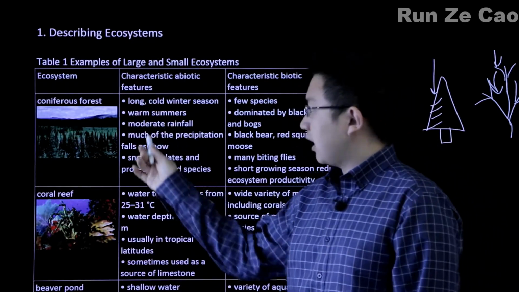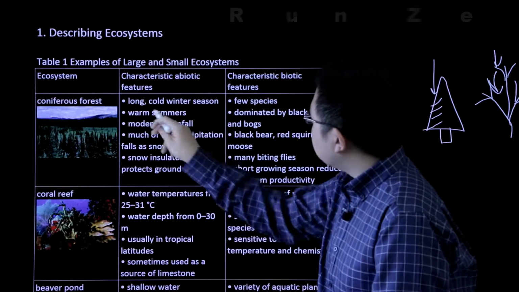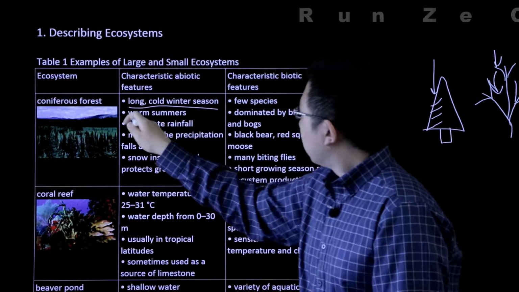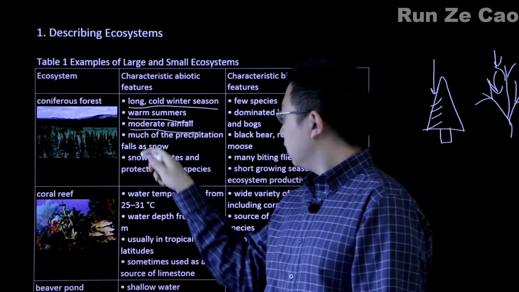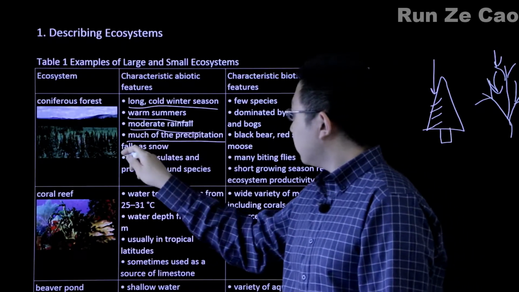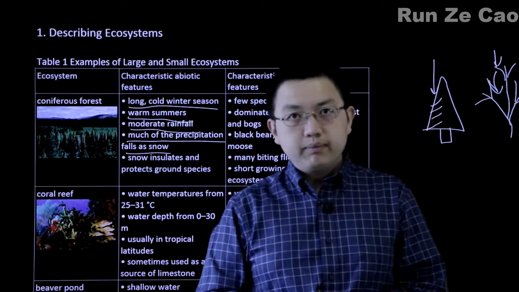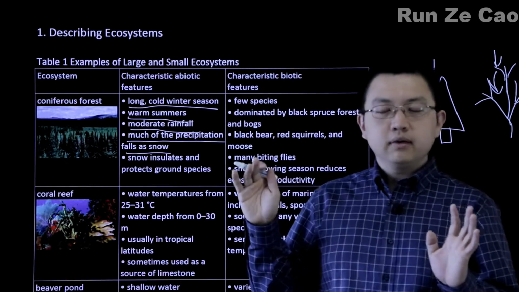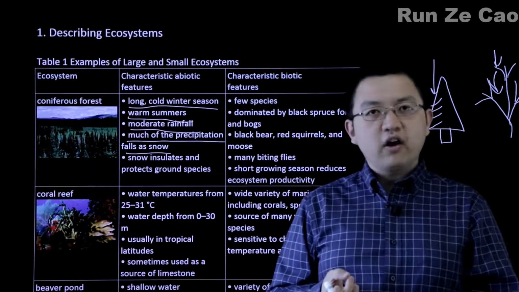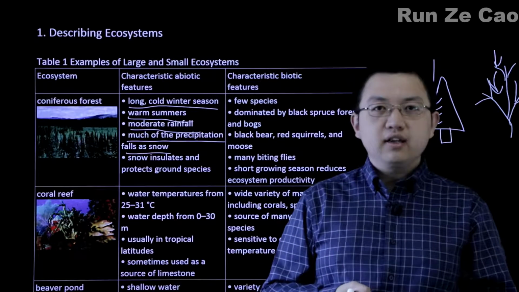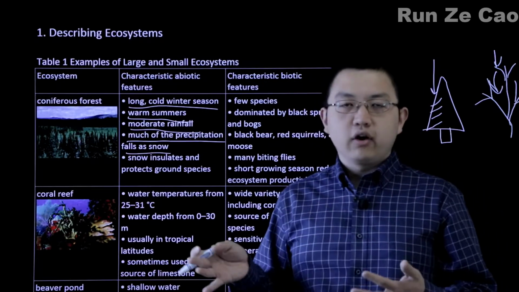So these are some of the characteristic abiotic features. Let's see. Okay, so we have climate covered, long cold winters, warm summers, and rainfall is usually counted as part of climate, sure. Alright, much of it falls as snow. That's interesting information. Why? Well, it's also part of climate, but why is this part of climate? Because when snow falls matters as much as, if not more than, the total amount of rainfall.